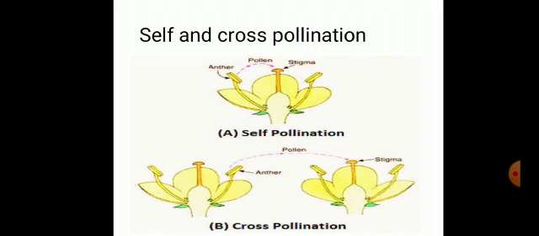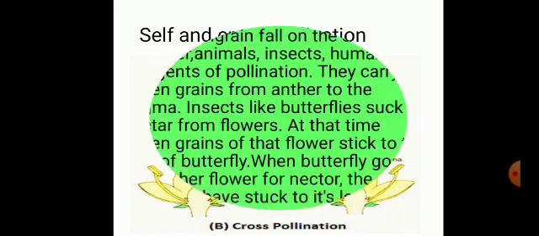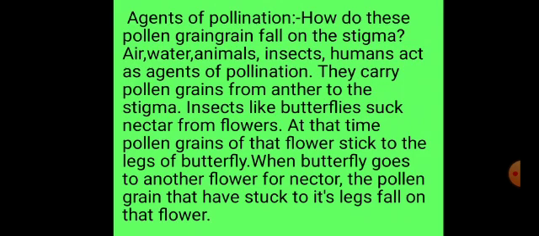What is pollination? The transfer of pollen grains from anther to stigma is called pollination. What are the agents of pollination? How do these pollen grains reach the stigma? Generally, there are pollinating agencies such as air, water, animals, insects and humans that act as agents of pollination. They carry the pollen grains from anther to stigma.